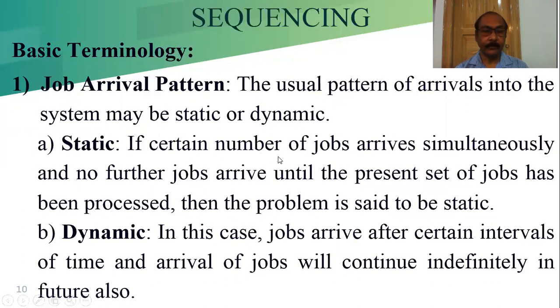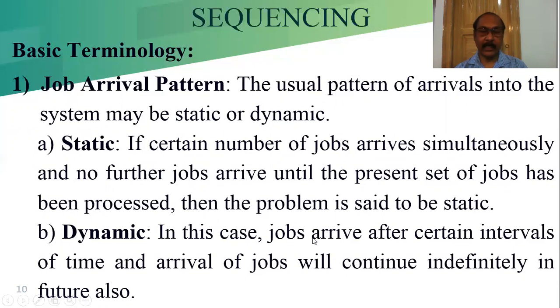That means we have a number of jobs in our hand which are to be processed through the machines in a sequence, and we have no jobs more than that. Suppose we have 50 jobs that we have to perform on 3 or 4 machines, and at that time we have no other jobs. Then we can say it is a static model. That means we know how many jobs we have in hand, and we have to complete them by passing them through the machines.